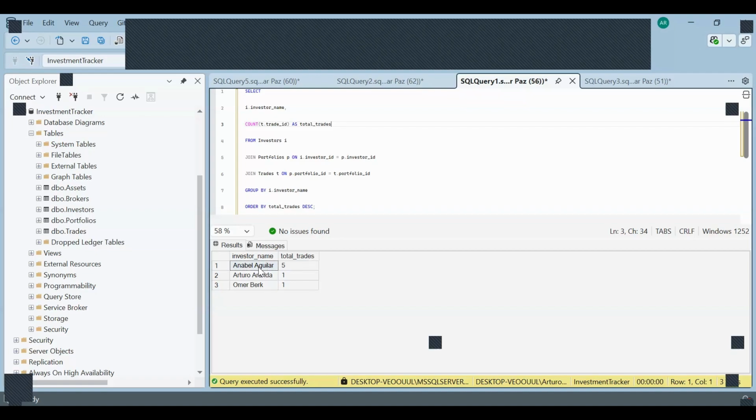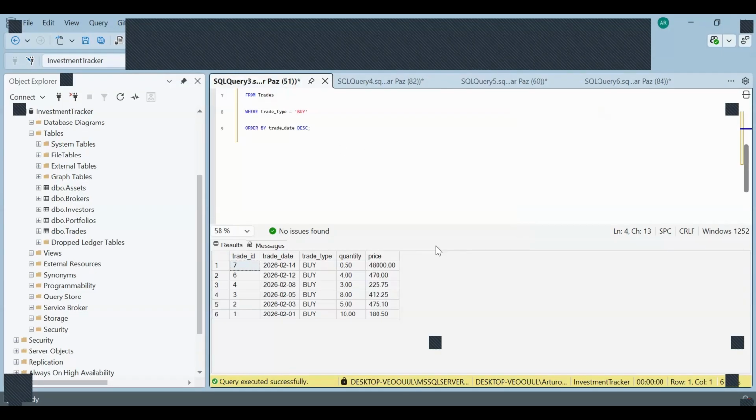So for example, Annabelle has 5 total trades. And then the results are sorted in descending order. So the investor with the highest number of trades appears first, and so on.